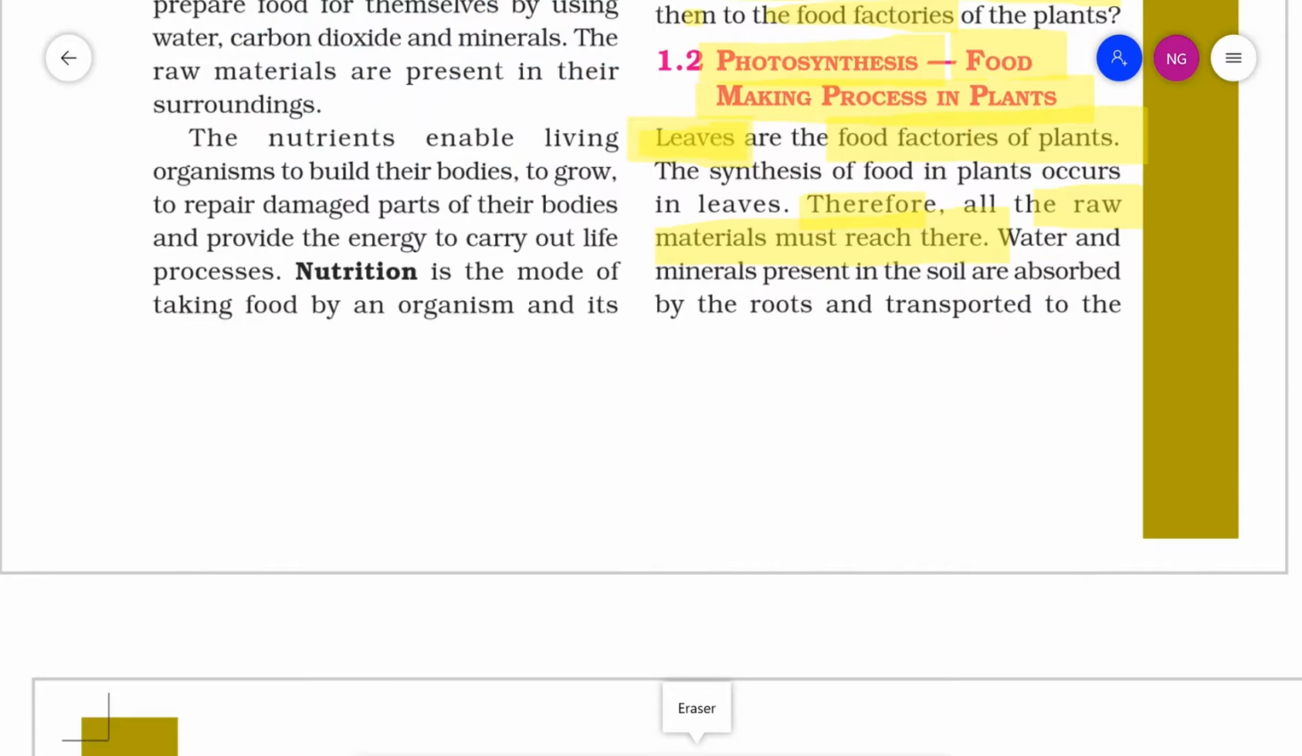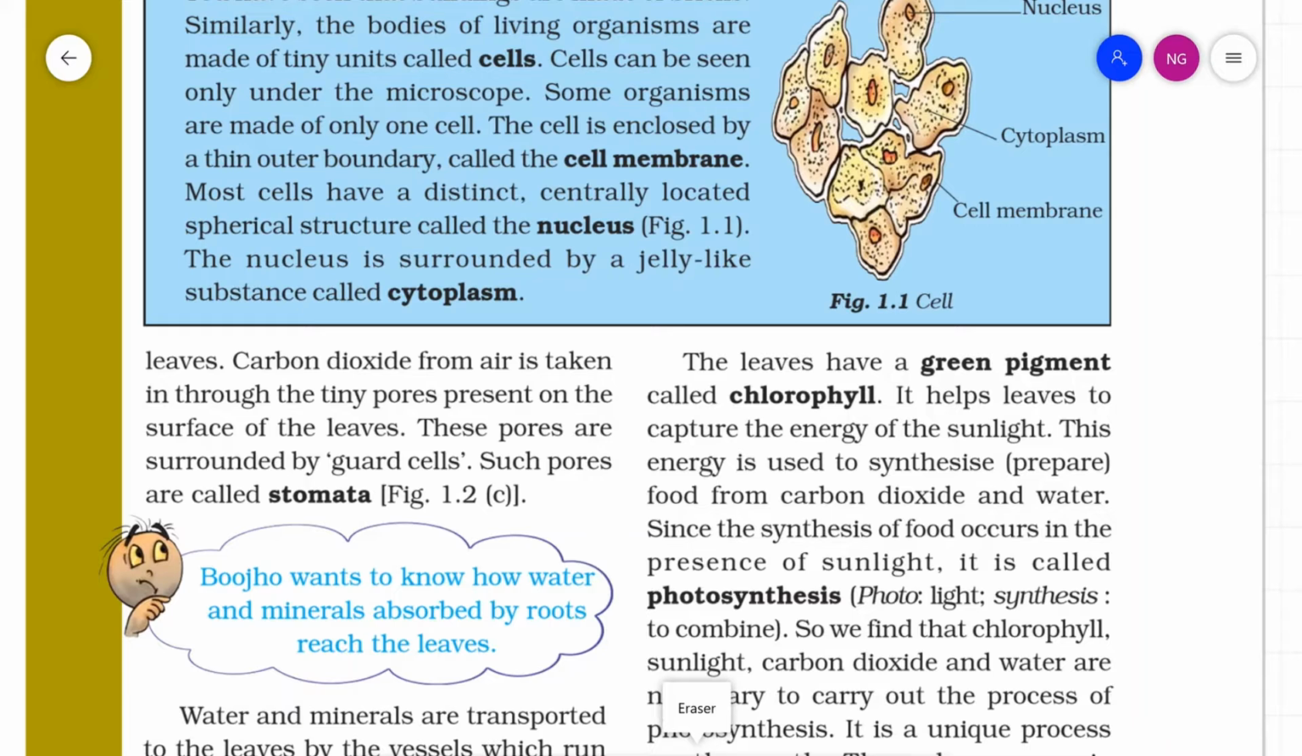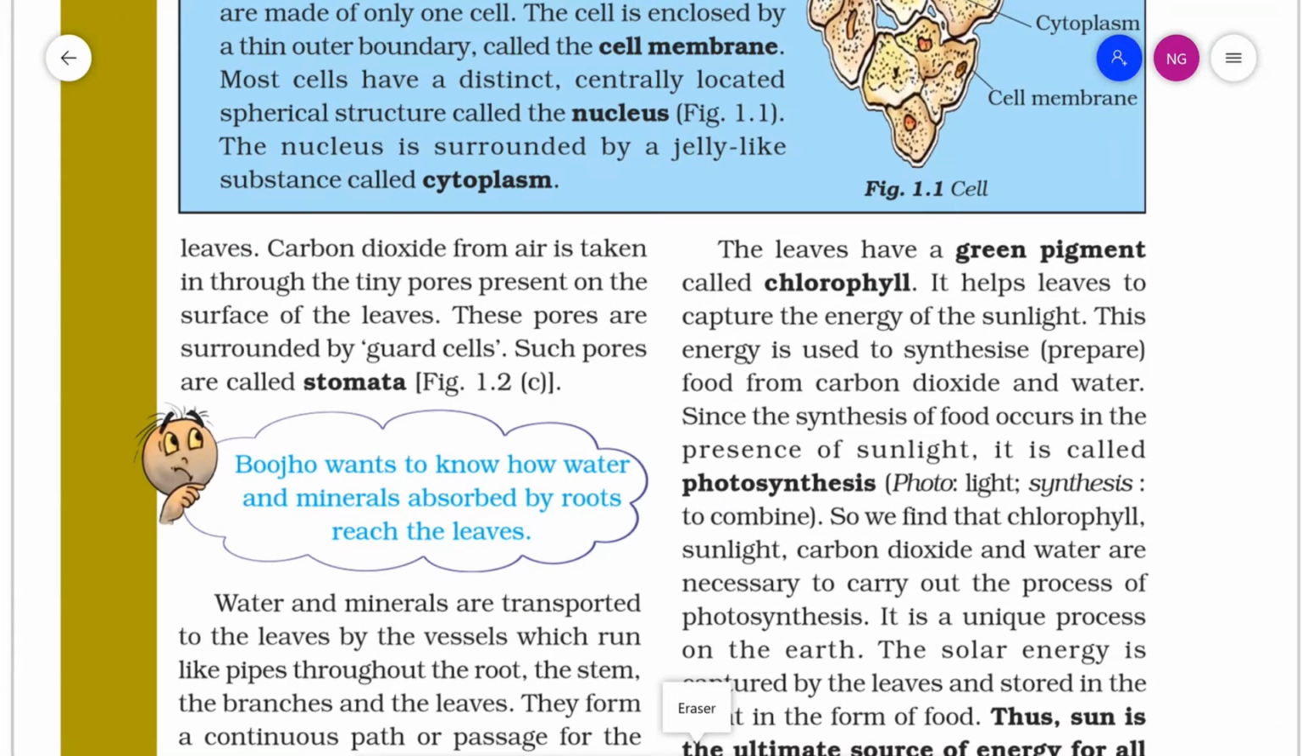First we will see how water and minerals are transported into the leaves. As we all know, any plant it may be, roots will be in the soil. So these roots will absorb water and minerals from the soil and they will be transported to the leaves. Now we will see how carbon dioxide is taken in.